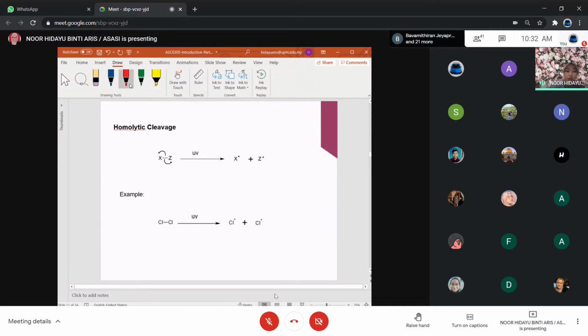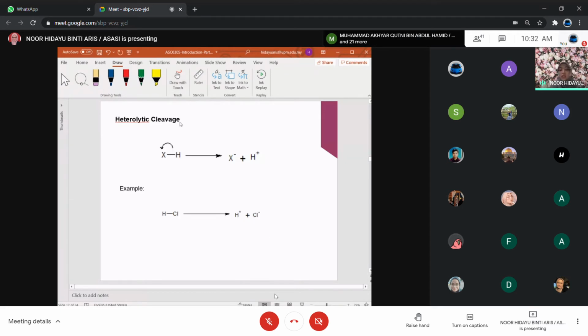Okay, nak buat cross boleh tak? Boleh, tak ada masalah. Yang penting kedudukan dia betul-betul dekat dengan dia punya atom. Jangan terlampau jauh, kalau tak tahu ni saya lalat siapa. Okay, example kat sini lah Cl. Okay, need UV to cleave the bond, produce two free radicals.